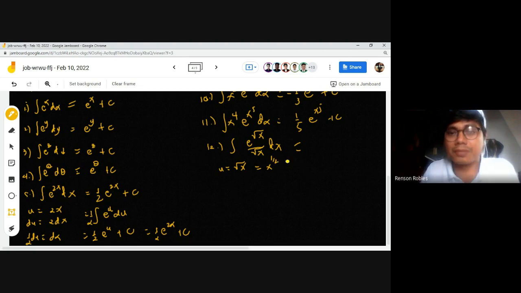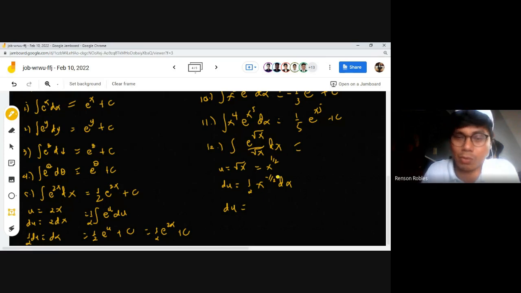So this is 1/2, and then you know that du is by power formula, 1/2 minus 1, that's negative 1/2, then dx. All right? So you have du, we write this with the positive power. So dx all over 2 square root of x.